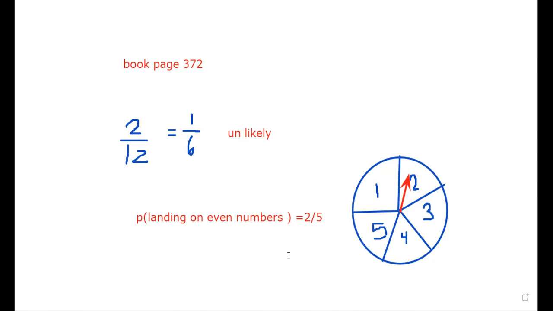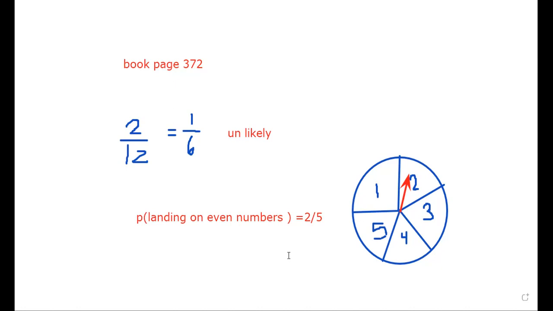Okay, then to calculate the probability of any event, we have to find the answer for the question over the total number and then put it in simplest form. I will send the answer for this page in our group now to study from it. This is page 372.